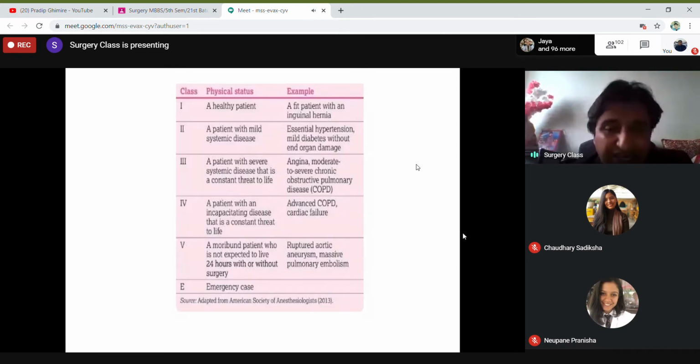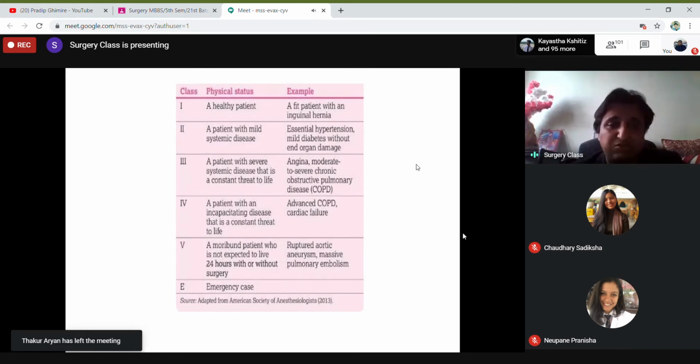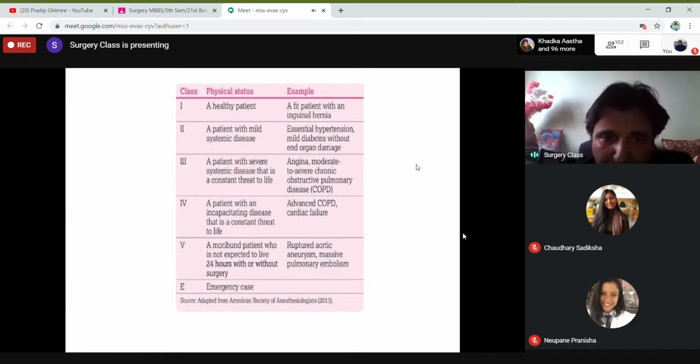So when you talk about ASA, it is classified into 1, 2, 3, 4, 5, and E. ASA is the American Society of Anesthesiologists. ASA 1 and 2 is usually the normal, where the patient doesn't have to be evaluated in detail. But in ASA 3 and 4 patients, these are very difficult cases where you expect many complications due to anesthesia and due to surgery, mainly because the patient is a little bit moribund in these sort of cases.